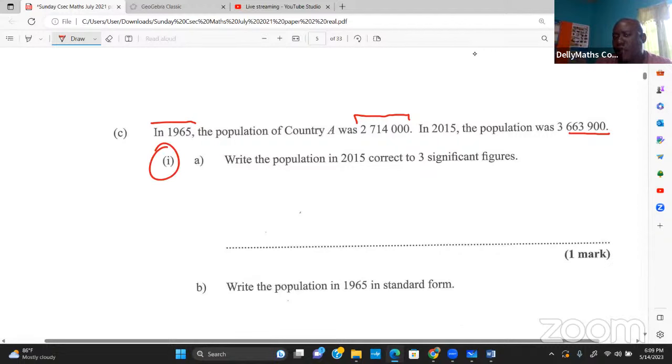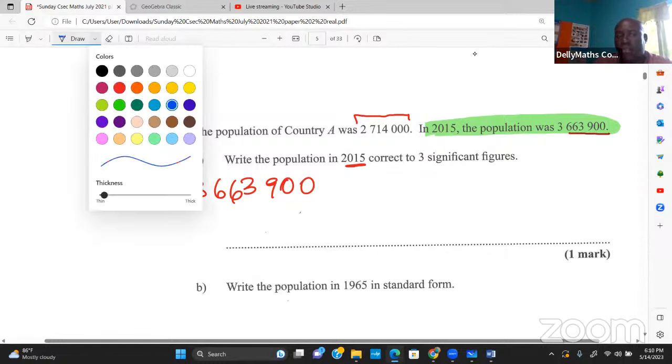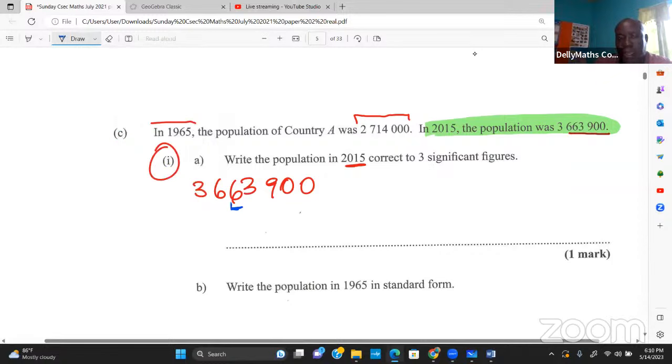Write the population in 2015 correct to 3 significant figures. 2015 population, here it is. 3 significant figures. Let's take a look. All digits are significant except 0, which may or may not be significant. So when we talk about the 3rd significant figure, counting from left to right, here is our 3rd significant figure right here.